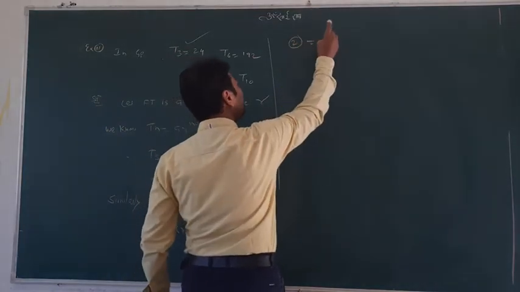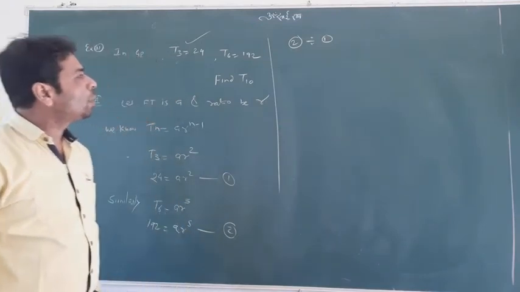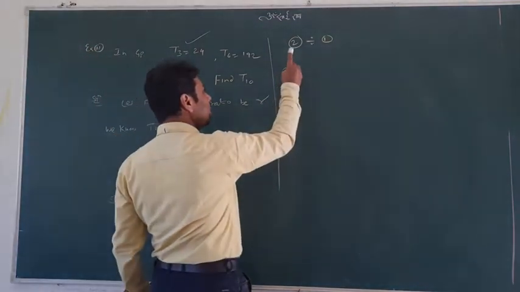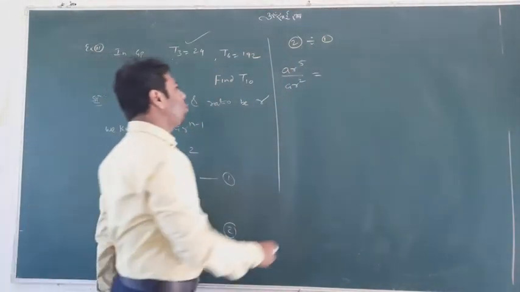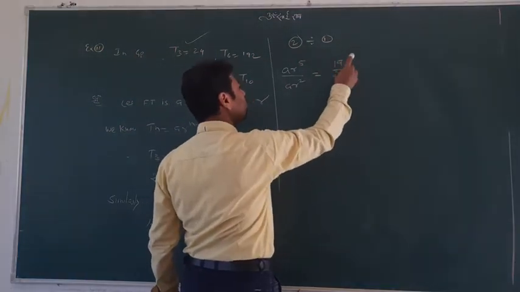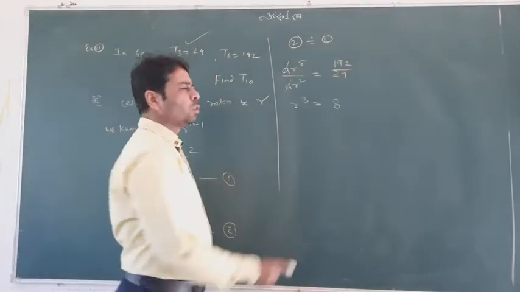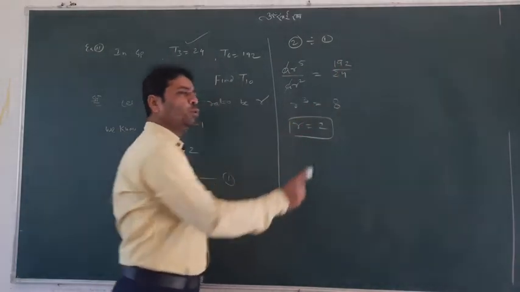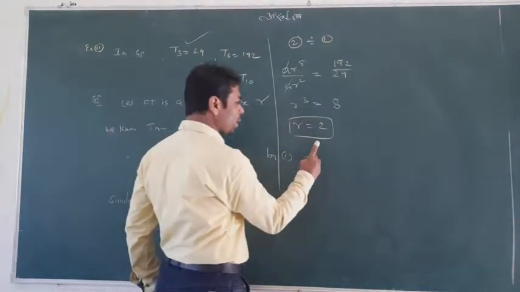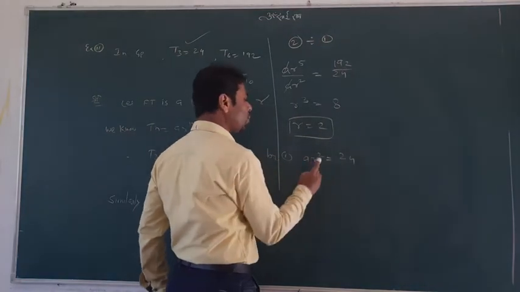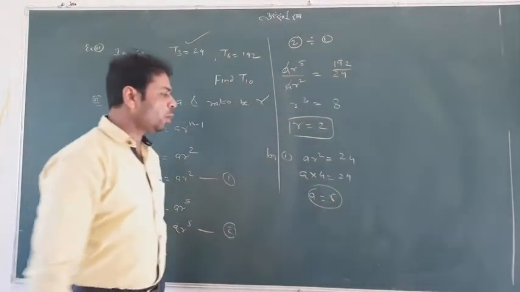Equation 2 divided by equation 1, in very simple language I am writing, so it will be AR^5 upon AR^2 equal to 192 upon 24. These cancel, and when you cancel you will have 8. So definitely R^3 equals 8, so R equals 2, cube root I have taken. Now put that R equal to 2 in one of the equations, like AR^2 equal to 24. Put R equal to 2 here, 4A equal to 24, so A will be 6. You got an A and you got an R.